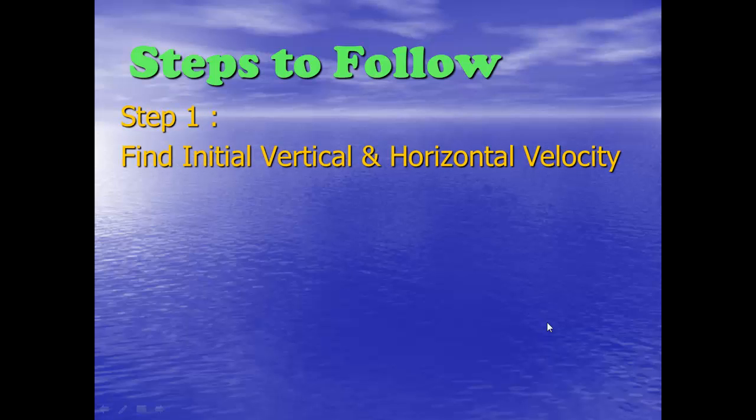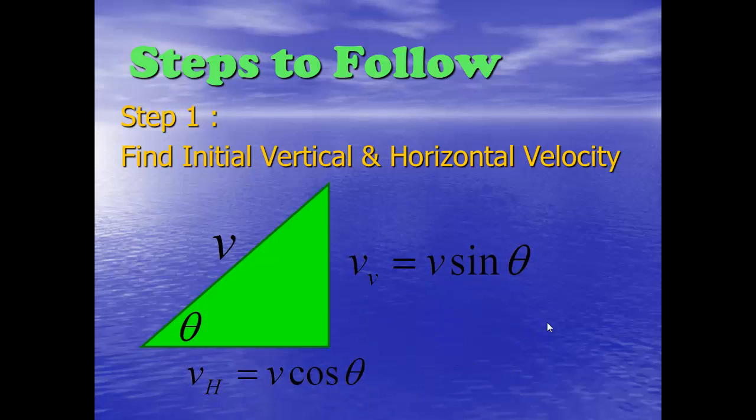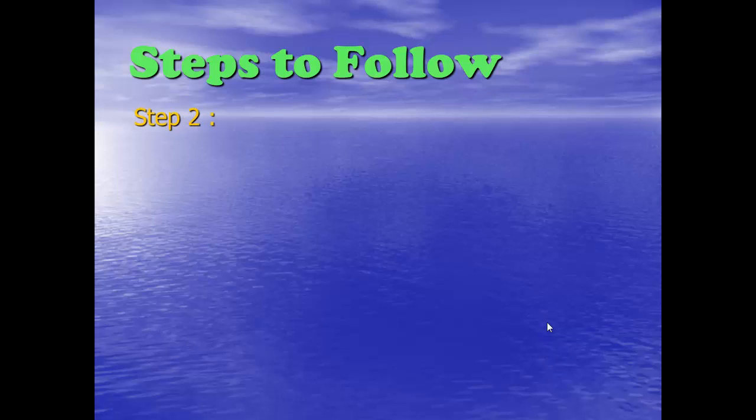Steps to follow. The first thing that we would normally do is find the initial vertical and horizontal components of velocity, and that includes using a bit of trigonometry. We say the angle and v, the velocity that it's been launched at, we can break that into the vertical and horizontal components. So v sine theta, v cosine theta. I think that's something you should cope well with.